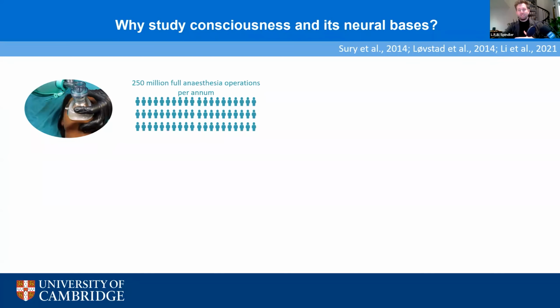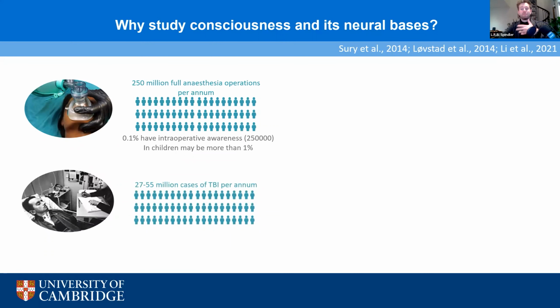But for those outside the neurocritical care setting, it is, of course, really important to study consciousness. It's of central scientific and clinical importance as we perform 250 million anesthesias per year, yet there are still significant occurrences of intraoperative awareness and significant parts of the many millions of cases of traumatic brain injury a year go on to be in disorders of consciousness.